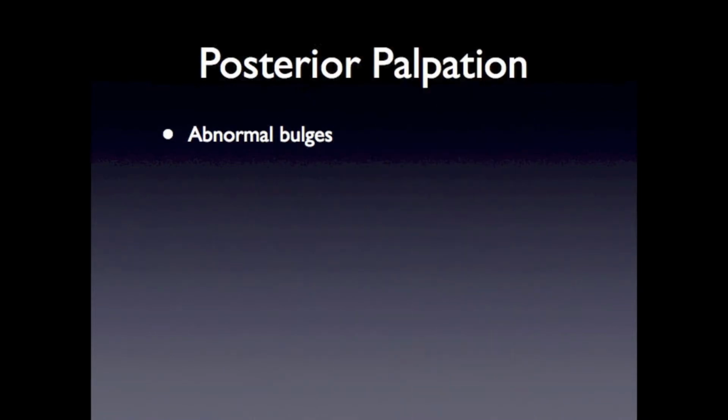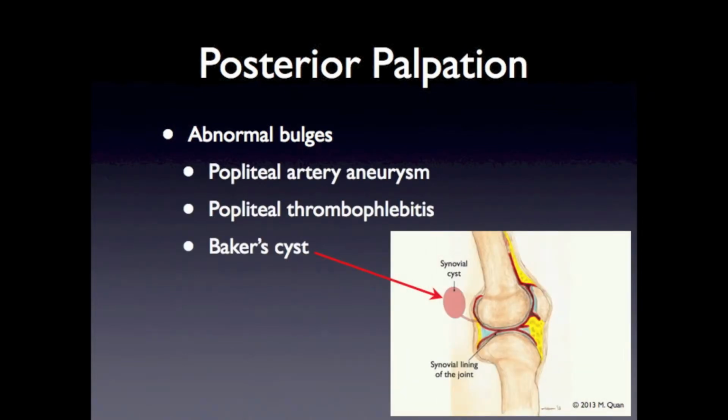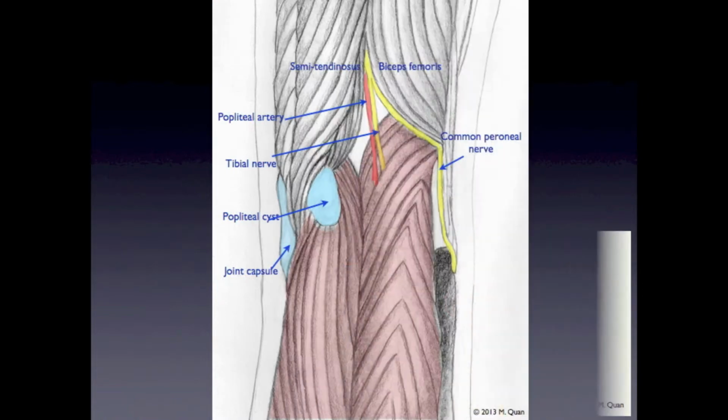When palpating posteriorly, you are looking for any abnormal bulges, which could include a popliteal artery aneurysm, a deep vein thrombosis, or a Baker's cyst, a cystic swelling arising usually from the knee joint. It is palpated more medially in the fossa as it is classically located between the medial head of the gastrocnemius muscle and the semimembranosus tendon.